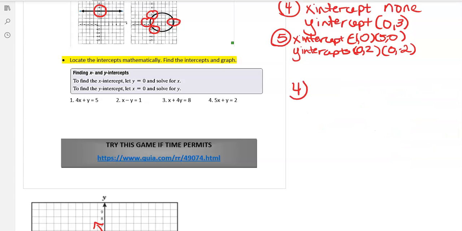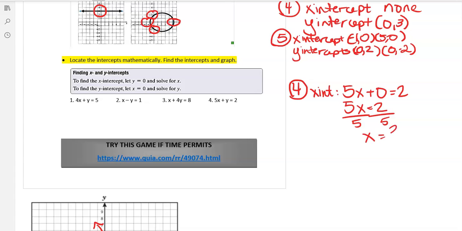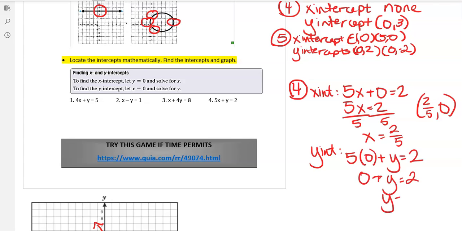Number 4, for our x-intercept, we will substitute 0 in for y and solve for x. So x is 2/5. So my x-intercept is 2/5, 0. And for my y-intercept, I will plug in 0 for x and then solve for y. We have y equal 2, therefore our y-intercept is 0, 2.